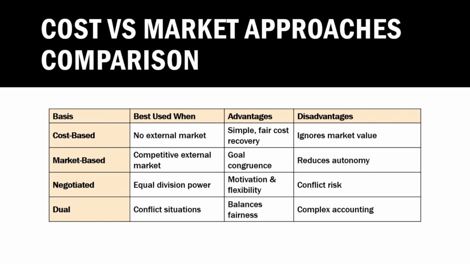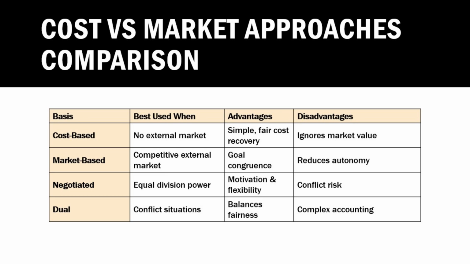Comparing approaches. Cost-based works best when there's no external market and spare capacity. Market-based ensures goal congruence when competitive prices exist. Negotiated maintains autonomy and motivation. Dual pricing helps resolve internal disputes. Always explain in exams which method fits the situation and how it affects behavior.